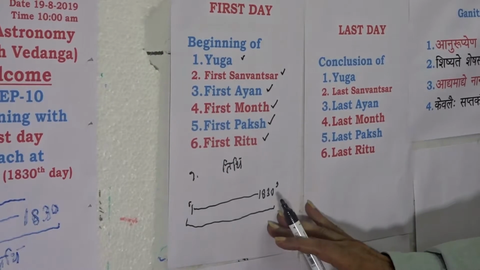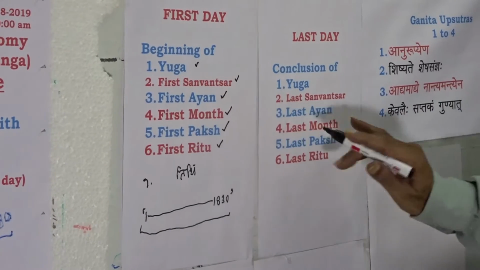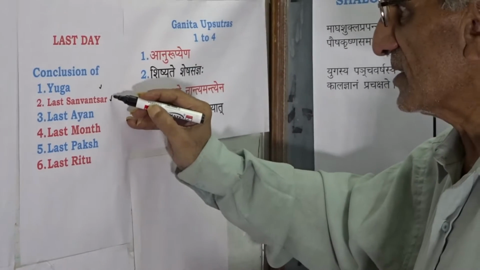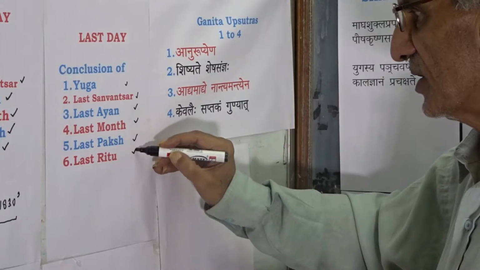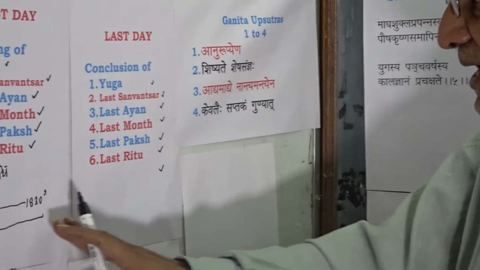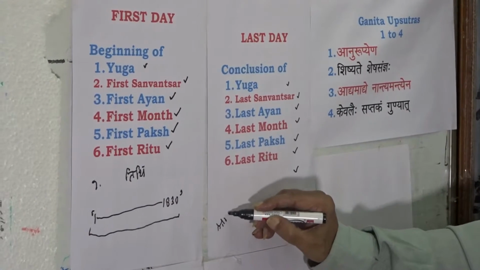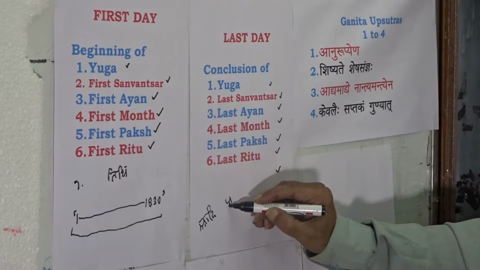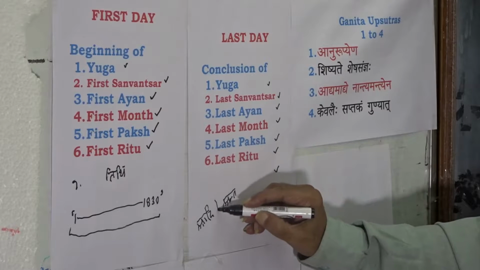It is being chased. The last day, naturally, is going to be in respect of these 7 terms: last day of Yuga, last Samvatsar, last Ayan, last Mas, last Paksh, last Ritu and last Tithi. Therefore, beginning and end means Adi and Ant. These are the technical terms. These in fact are the formulations.